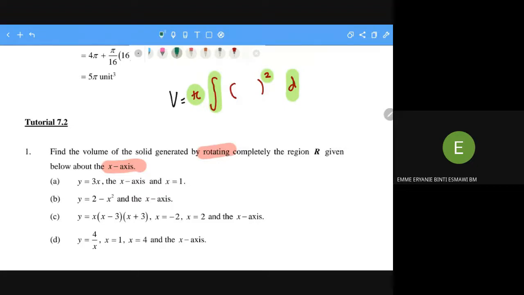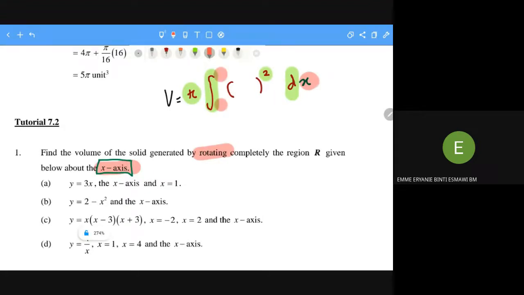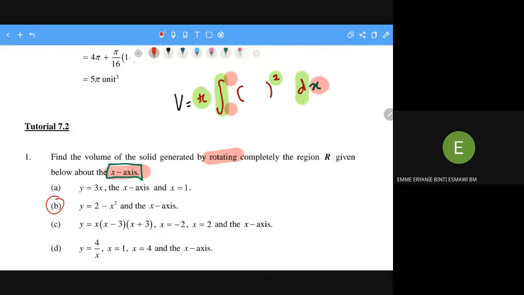Okay, so for this question, dia cakap rotate completely about the x-axis. That means we want to write x kat belakang tu. Okay, so that means it's x kat belakang. Okay, but yang color orange yang saya letak ni, once you have put x there, that means our limit must also be in terms of x. Okay, jadi kalau kita kena letak limit dekat limit tu dia kena x, maksudnya kita kena cari at this question yang 1B ni tadi, what is the value of x yang kita kena letak ke situ.